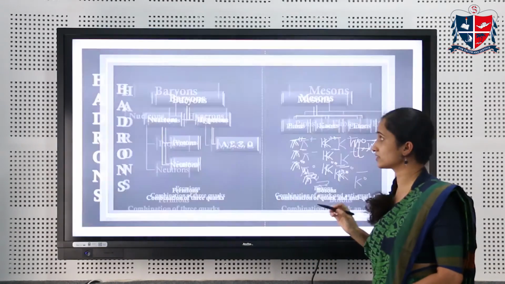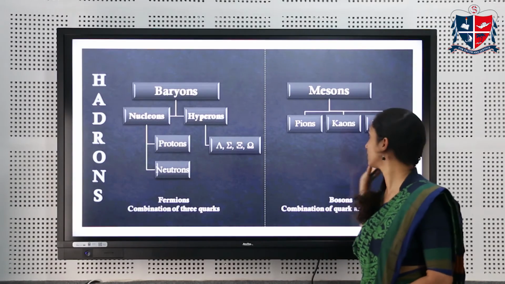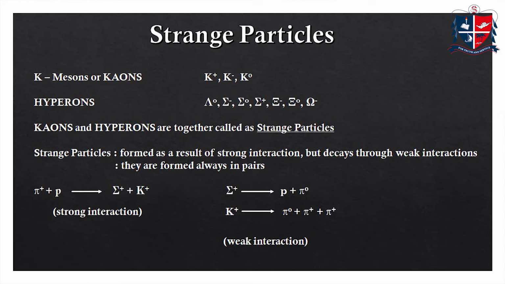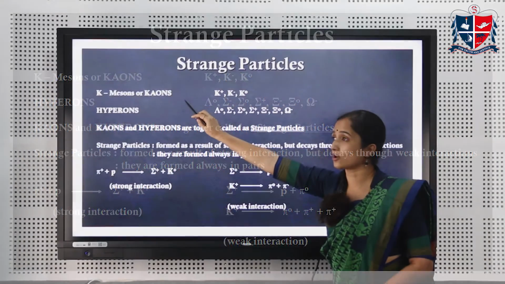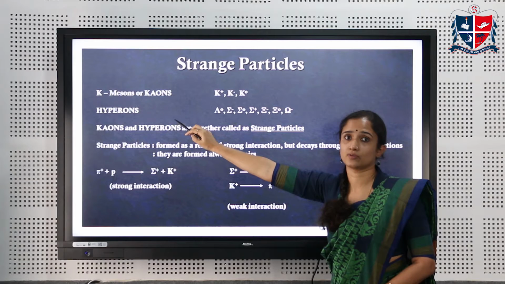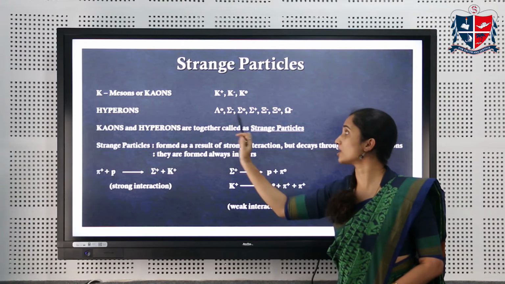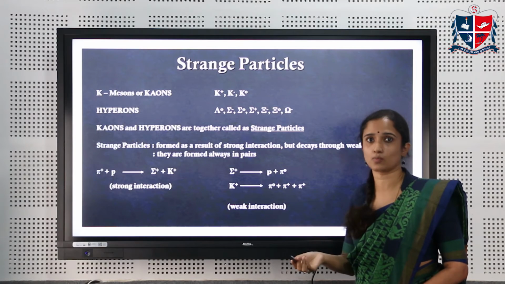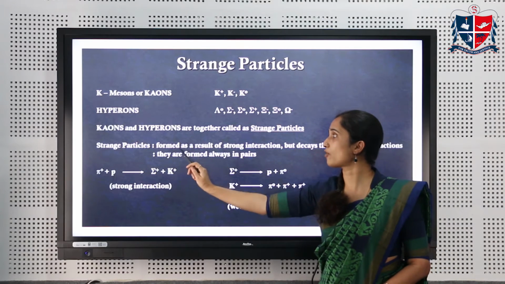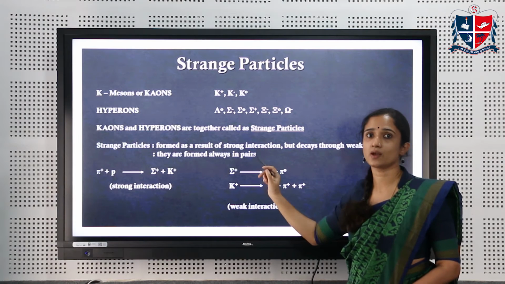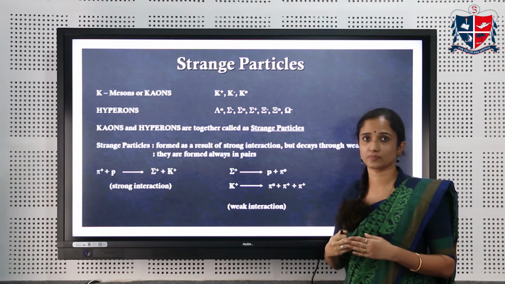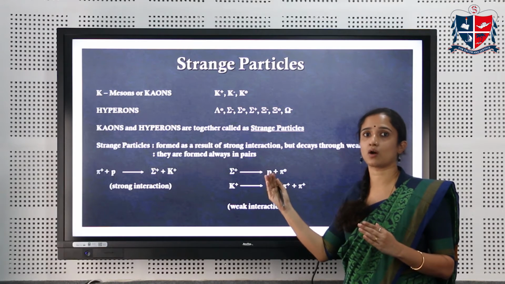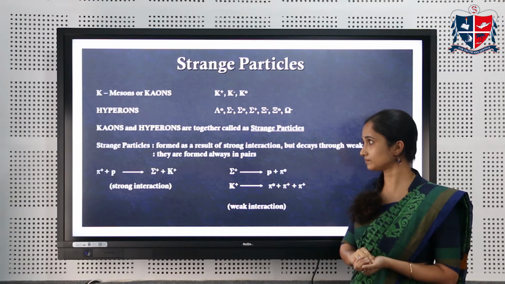Now among these hadrons, there is a special group of particles known as strange particles. They are the kaons or K-mesons and hyperons. Hyperons and kaons are together called strange particles because they show some sort of strange behavior. These particles are formed as a result of strong interaction, but they decay through a weak interaction. So this is sort of strange behavior. That is why these particles are called strange particles.